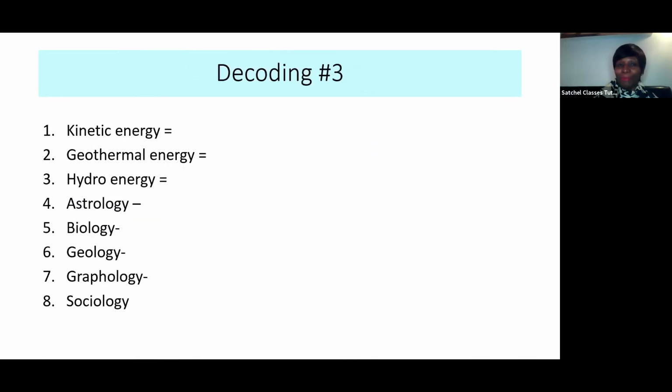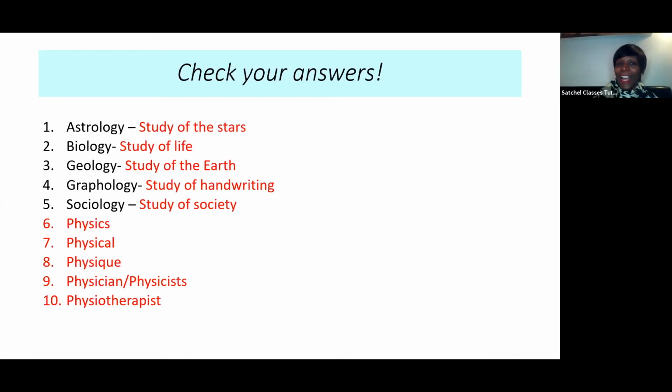Next round. Right, can you decode these words? What is kinetic energy? What is geothermal energy? What is hydro energy? What's astrology, biology, geology, graphology, and sociology? Decode those words. Okay, I hope that you could see that astrology is the study of stars, planets, and space. Biology, the study of life and living organisms. Geology, the study of the earth. Graphology, the study of handwriting. And sociology, the study of society and people.